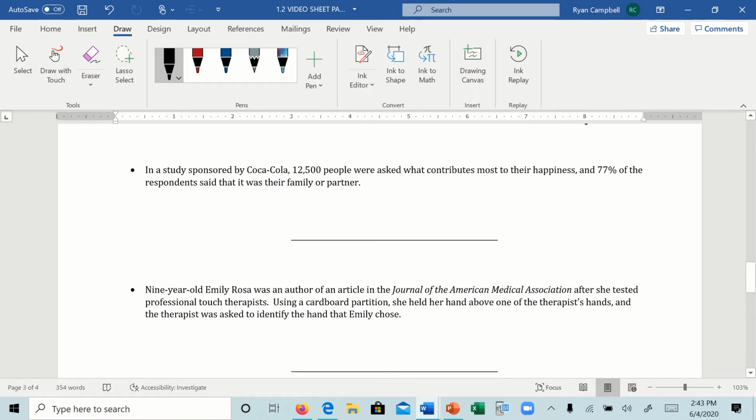Next, in a study sponsored by Coca-Cola, 12.5 thousand people were asked what contributes most to their happiness, and 77% said it was their family or partner. So is this a designed experiment or an observational study? So hopefully pretty easily you can see that this is an observational study, right? Nobody's giving anybody anything. They're just asking, hey, what makes you happy? And these are the results. So there's no modification here.